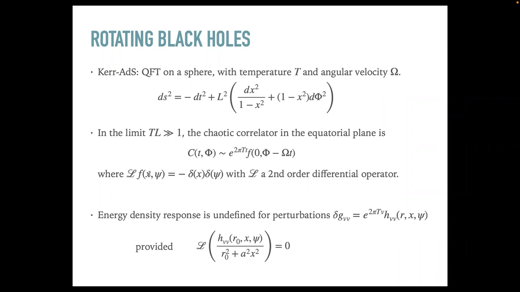So for a rotating black hole, this connection between the form of the chaotic correlator and this pole skipping, if you like, the undefined response of the energy density, there is still a connection which you can write in this complicated mathematical way here. When the form of the metric on the horizon is a solution to this differential equation with this differential operator L, the energy density response is undefined for angular profiles of this type, where L is the same operator which sets the form of the chaotic growth.